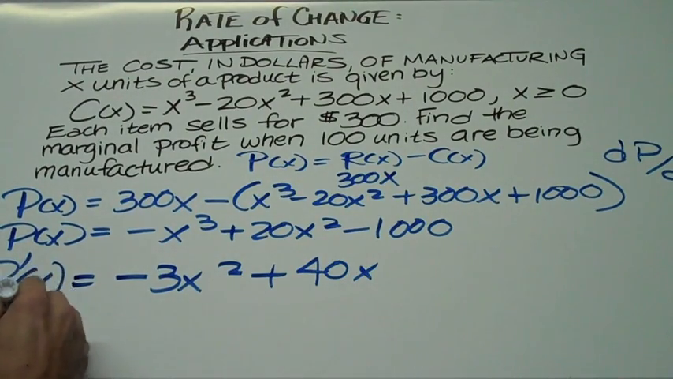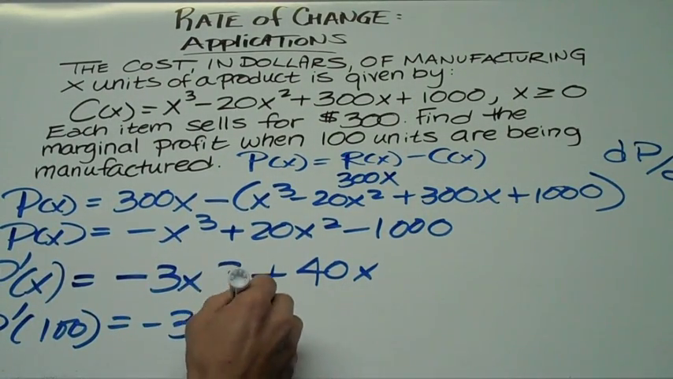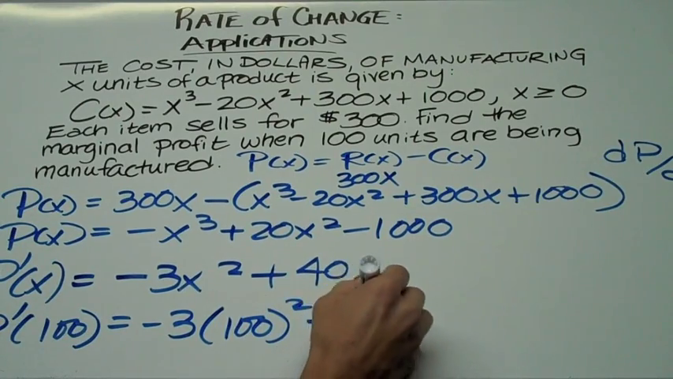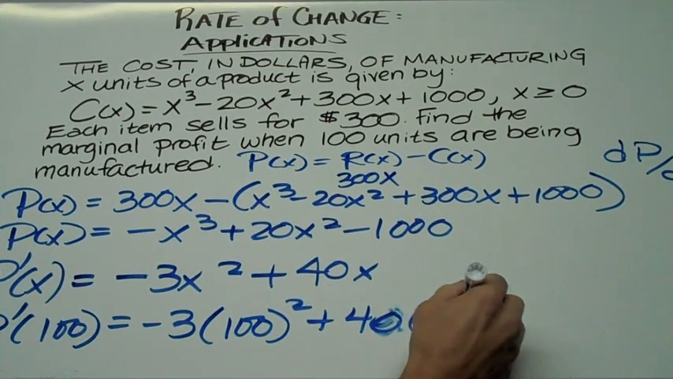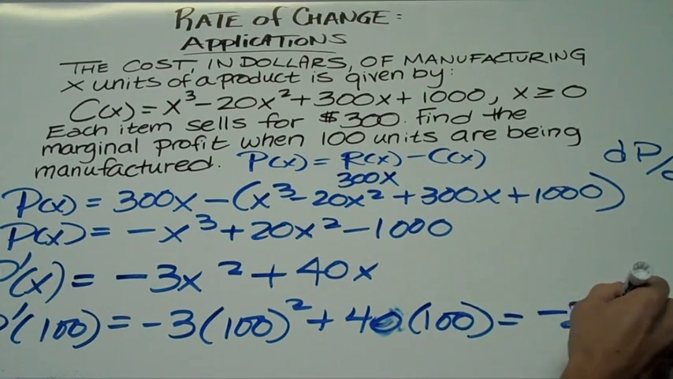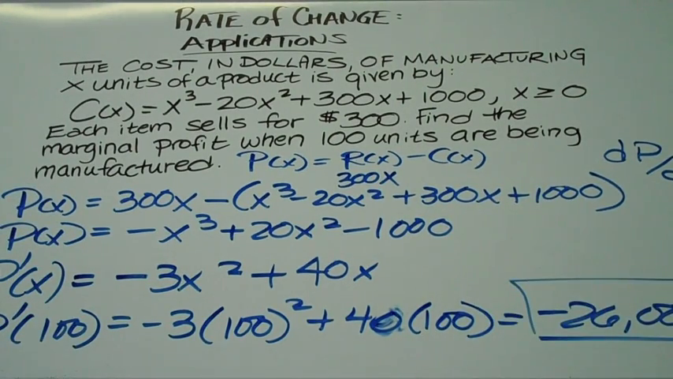Simple. P dash of 100 equals negative 3 times 100 squared plus 40 times 100, which gives me negative 26,000. There is our marginal profit. See, it's not a good profit. It's a loss when 100 items are produced.